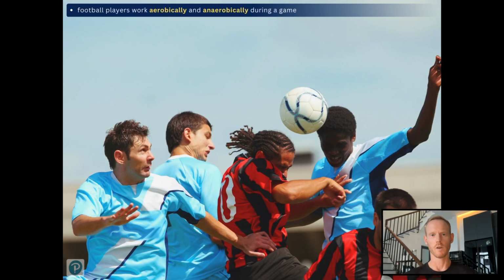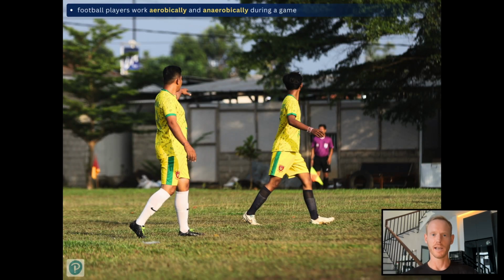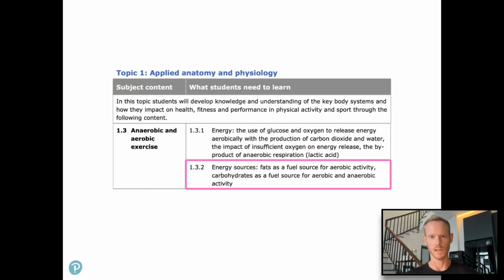Now, most sports rely on both aerobic and anaerobic respiration. For example, a football player works anaerobically when jumping to head the ball and aerobically when jogging or walking back to position. You need to know the energy sources for aerobic and anaerobic respiration.